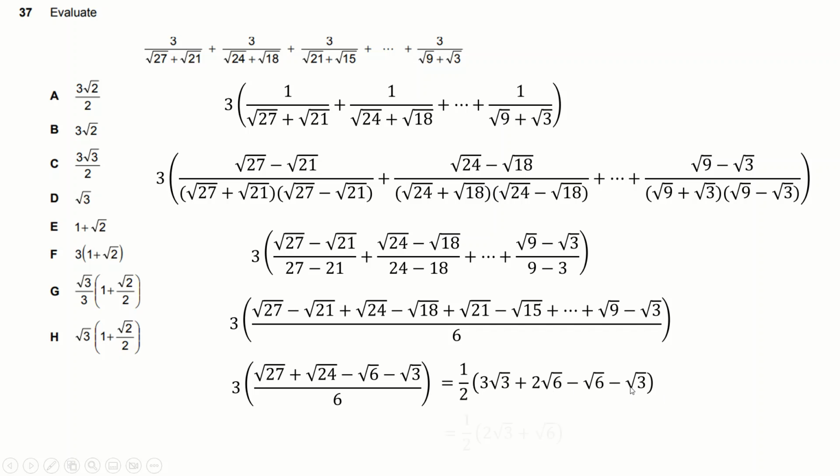And then, of course, we can just start tidying this up. 3 over 6 is a half. Halve that. Is that any of the answers? No, okay, so this is root 2 root 3. Factorize out the root 3. And then halve this, and you get this here. And I think that's correct.